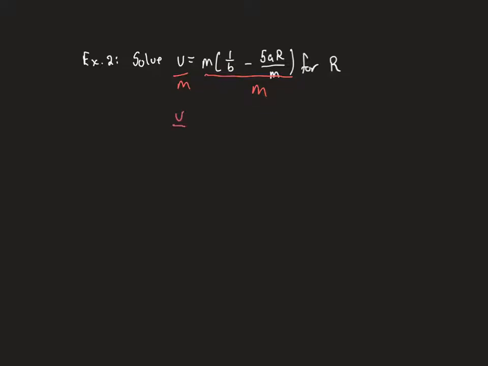Once again, you're not touching anything inside the bracket, you're just touching that M outside. So that's going to leave me with V over M is equal to, the multiplication's gone, so now you're going to be left with 1 over B minus 5AR over M. Okay? Now at this point you could do two different things. You're going to have to get rid of the fractions to get to that R. So you can either multiply everything twice or get the common denominator and multiply them once. So I'm going to show you them both ways.